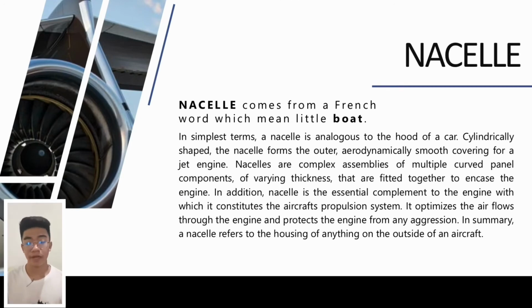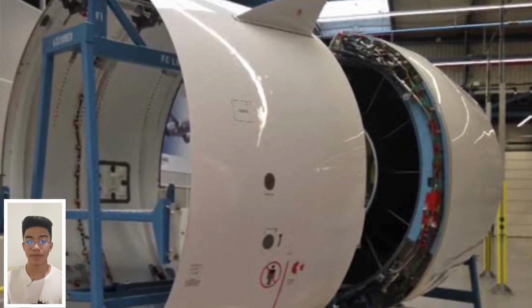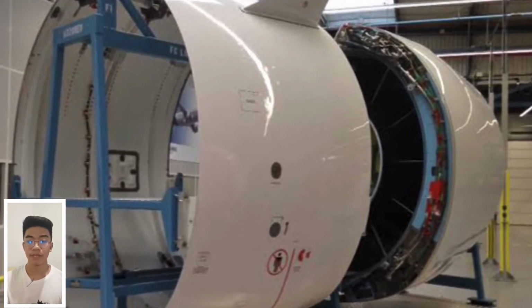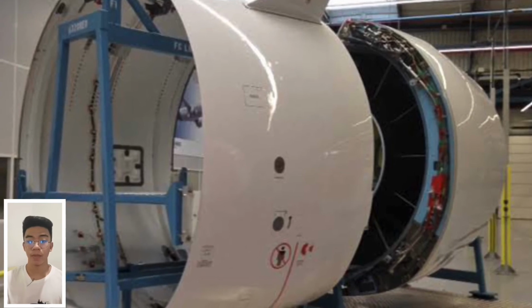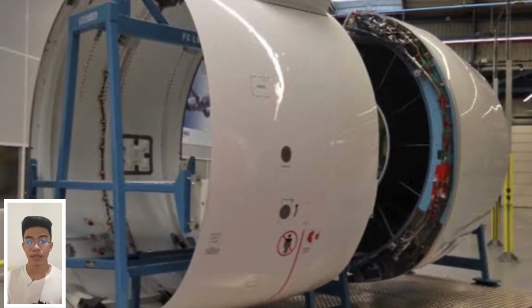The next component of an aircraft is the nacelle. Nacelle comes from a French word which means little boat. In simplest terms, a nacelle is analogous to the hood of a car, cylindrically shaped. The nacelle forms the outer aerodynamically smooth covering of a jet engine. Nacelles are complex assemblies of multiple curved panel components of varying thickness that are fitted together to encase the engine.